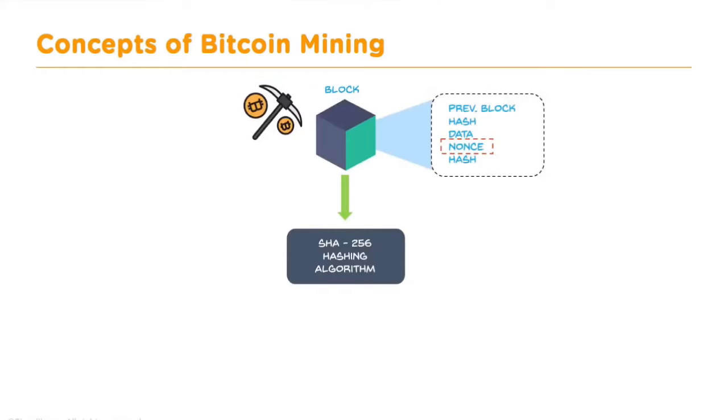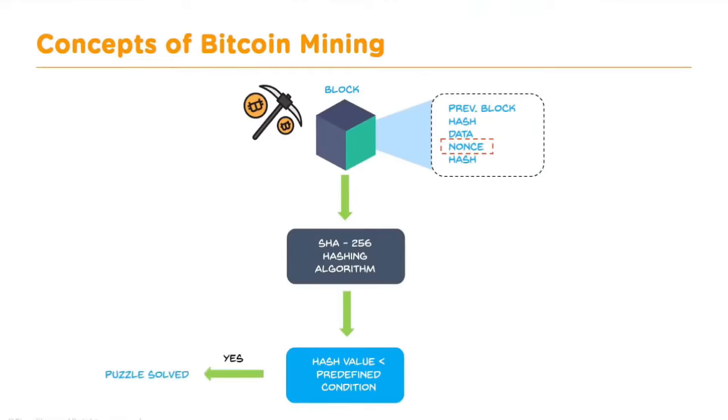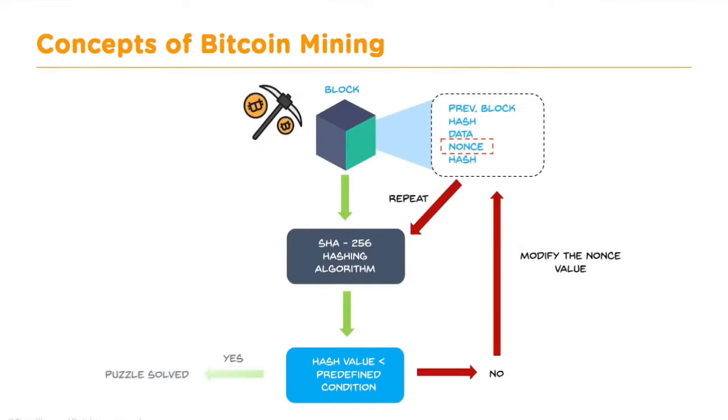Now, in order to generate the hash, you use the SHA 256 hashing algorithm. You compute the hash value. If it is less than the defined condition, the target, then the puzzle is deemed to be solved. If not, then you keep on incrementing the nonce value and repeat the SHA 256 hashing function, passing in the nonce value, and you generate the hash value again. You keep doing this process until you get a hash value which is less than the target.